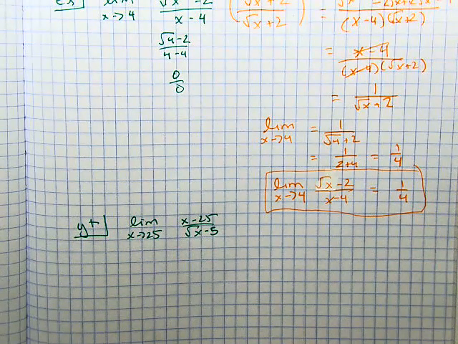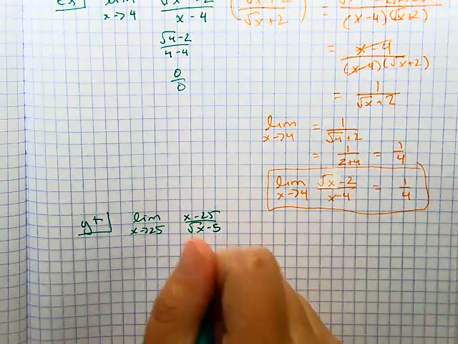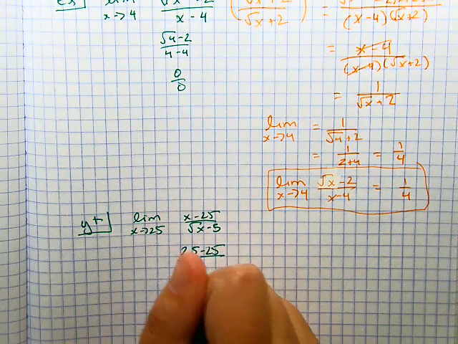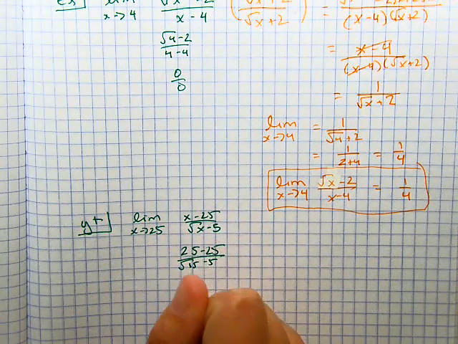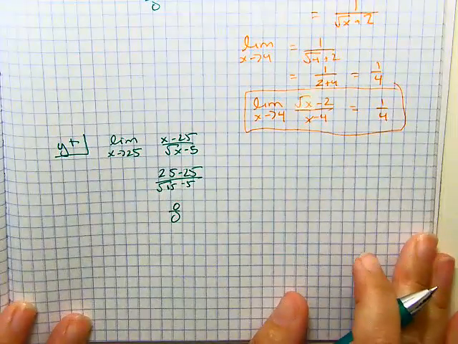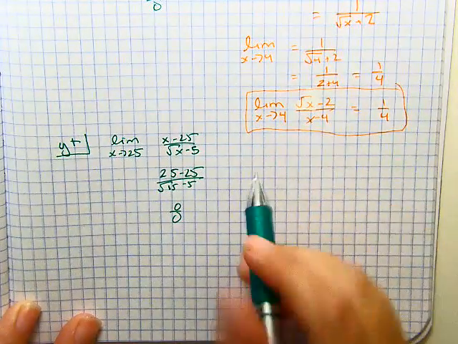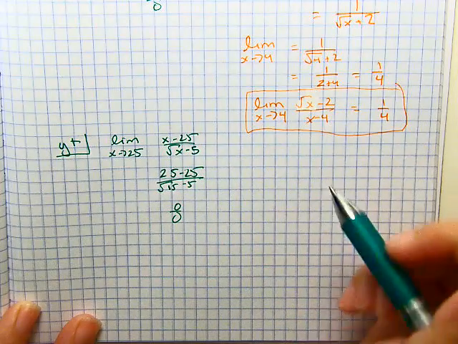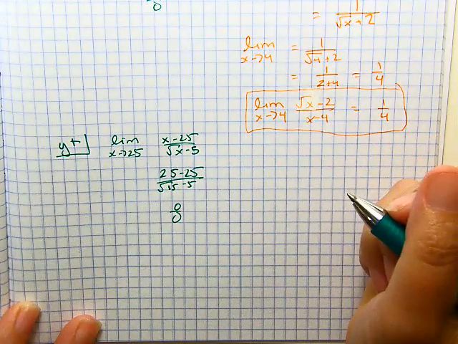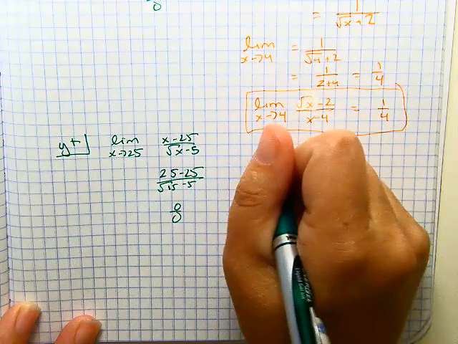Okay, so hopefully you did it. Step 1, you plug 25 in, you get 25 minus 25 over the square root of 25 minus 5, and sure enough, that's 0 over 0. It shouldn't really be a shock because, well, it's your turn. So now we're going to multiply by the conjugate of the denominator. And so we'll do like what we did before.